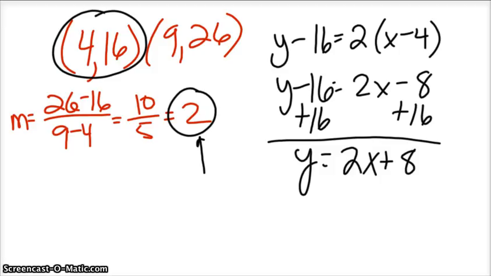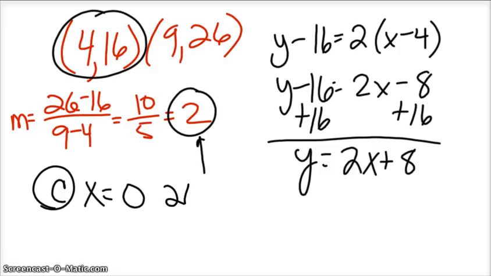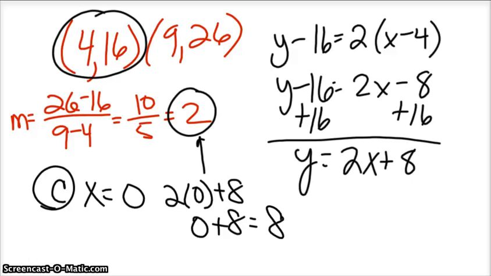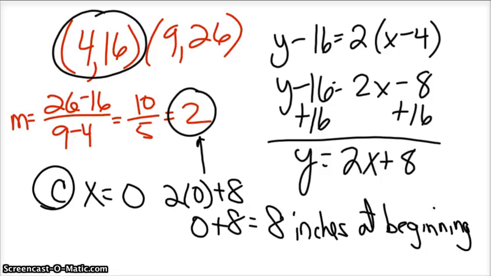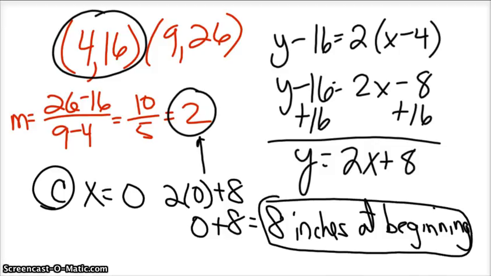So for part C, they're saying, let's see what happens when x equals 0. So they're asking you to do 2 times 0 plus 8, which would just be 8. So there are 8 inches at the beginning. I know some people put 12 in there, but that would be after the 12 hours got finished. Only 8 inches at the beginning, and that would be part C.